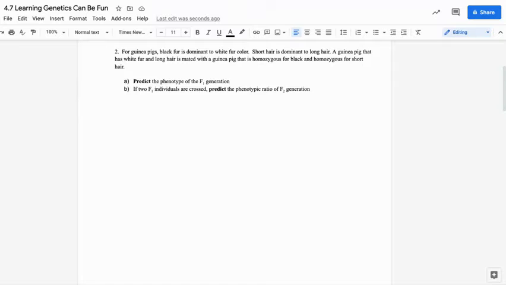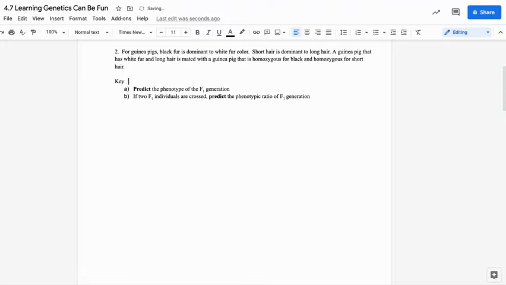Let's do a dihybrid cross. Now we're looking at two traits. So we're looking at fur color and we're looking at length, long versus short hair. Okay, so for guinea pigs, black fur is dominant to white and short hair is dominant to long. So let's set up that key before we go much further.